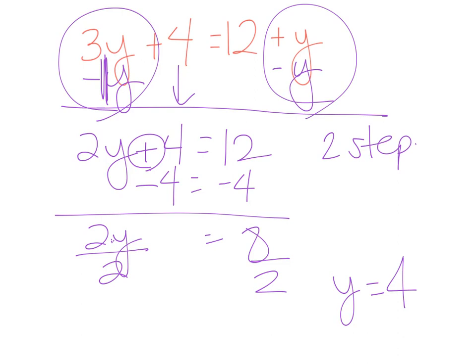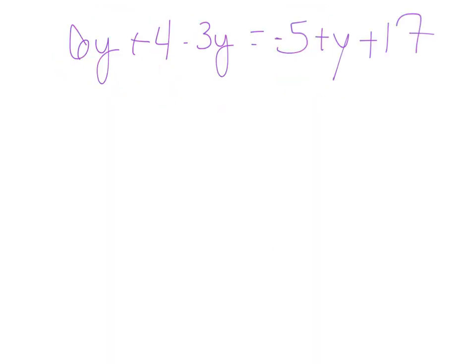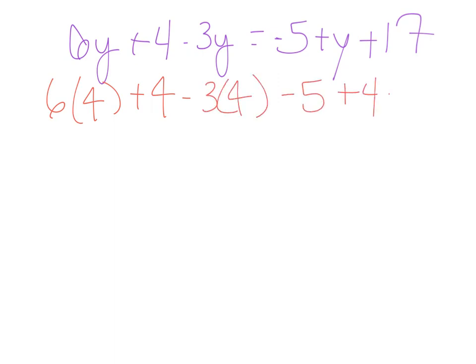Let's check our answer. All right, we got 4 for our answer. I know this might seem tedious, but it ensures that we get the right answer, okay? So we want to do this step. We're going to put 4 for everything that has the variable y, right? So I put 4 there, I put 4 there, I put 4 there, and then we solve it.